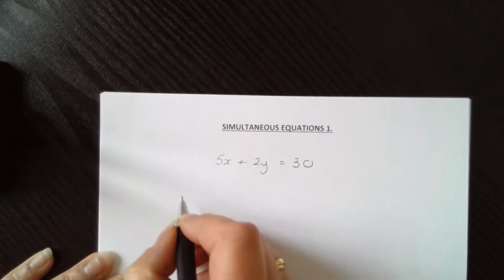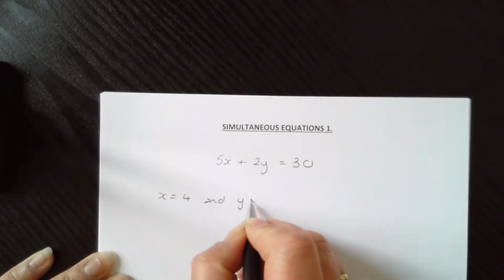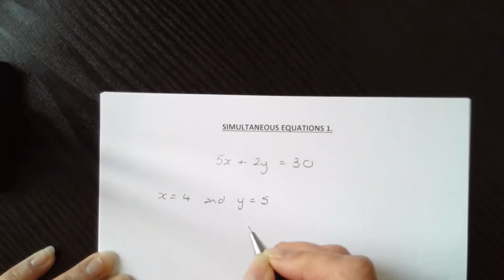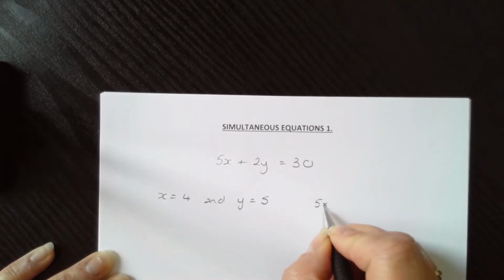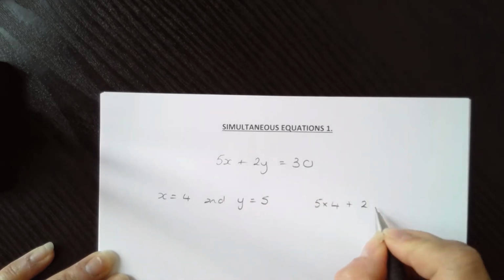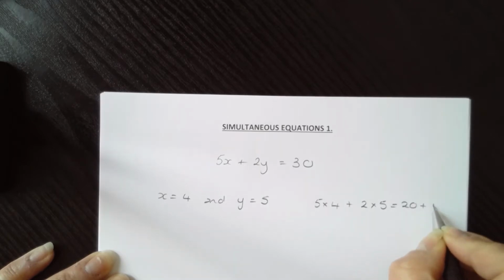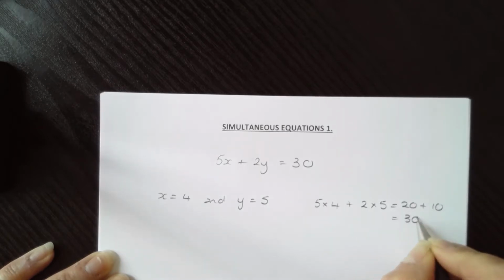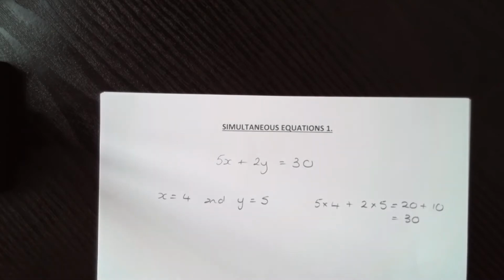For instance, x equals 4 and y equals 5 is a solution to this equation, and that is because 5 times 4, 5 lots of x, and 2 lots of 5 is going to be 20 plus 10, which is 30. So 5 lots of that x and 2 lots of that y make 30. So they are a solution. But it's not the only one.